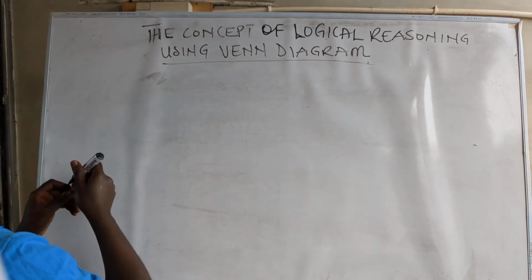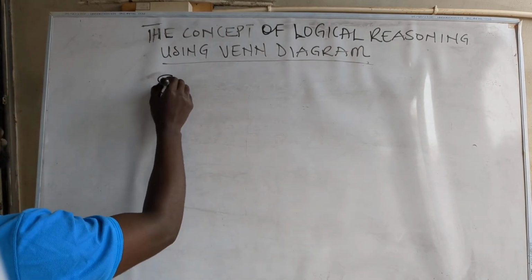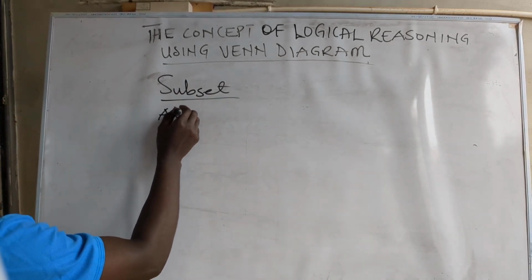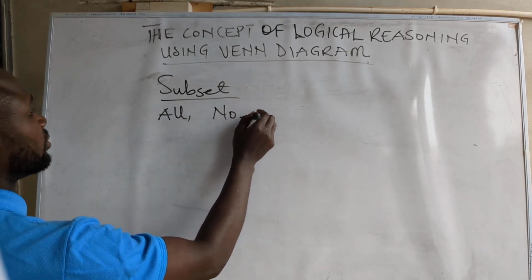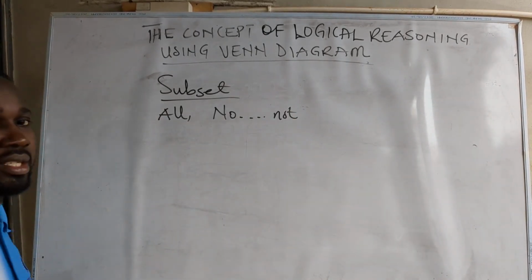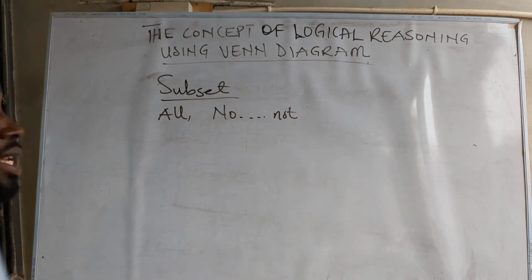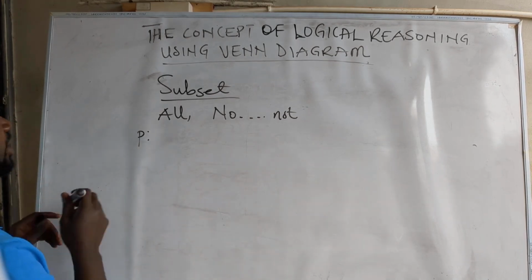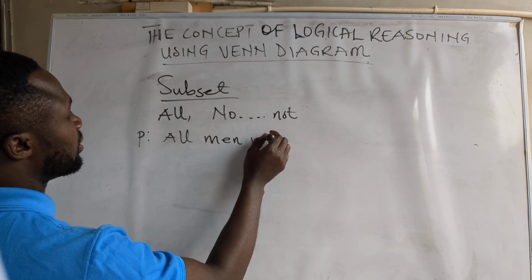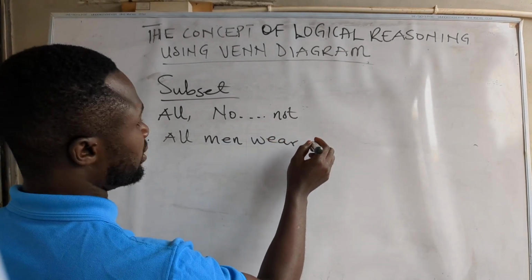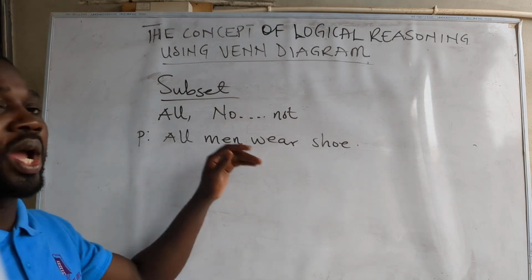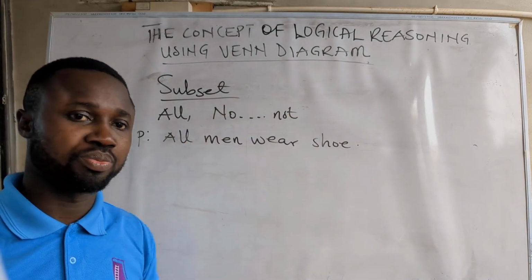Let's talk also about subset. Subset uses words like all, no, not, and so on. When you hear subset, to me one contains the other. So maybe a statement like: all men wear shoe. All men wear shoe.